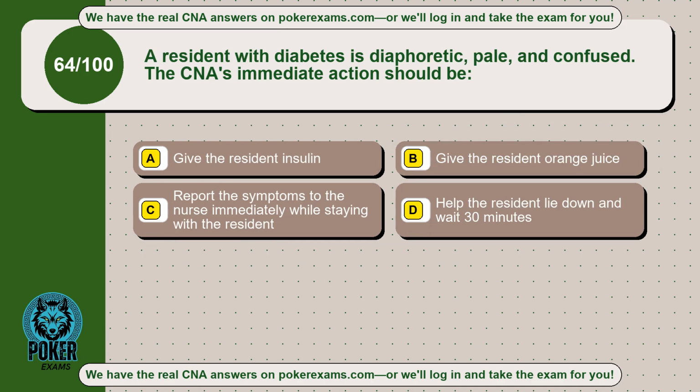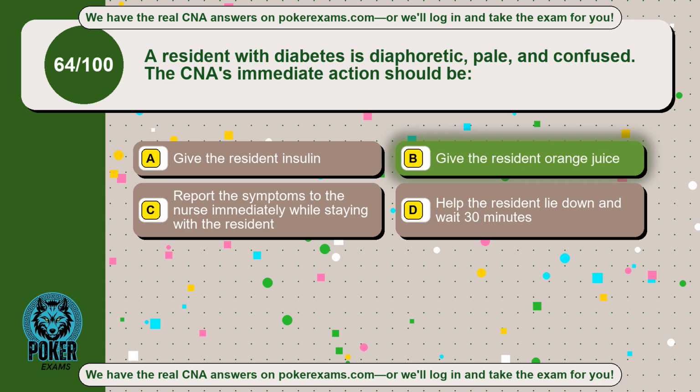Question 64. A resident with diabetes is diaphoretic, pale, and confused. The CNA's immediate action should be: Option A, give the resident insulin. Option B, give the resident orange juice. Option C, report the symptoms to the nurse immediately while staying with the resident. Option D, help the resident lie down and wait 30 minutes. The correct answer is option B, give the resident orange juice.